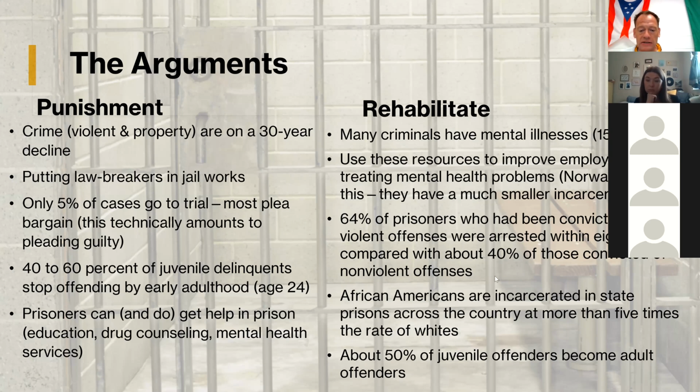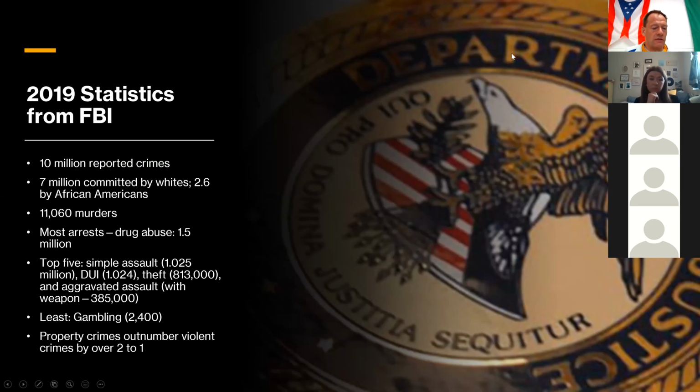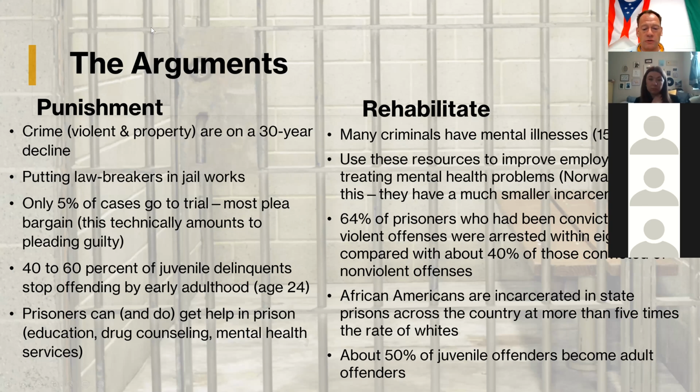African Americans are incarcerated in state prisons across the country at a rate that's 5 times more than the rates of whites. And I want to go back to the fact that out of the 10 million crimes reported to the FBI, or the FBI did surveys on, 7 million were committed by whites, 2.6 million by African Americans. So that's almost 4 times, that's actually 3 times. Whites commit crimes at 3 times the rate of African Americans, yet African Americans are incarcerated 5 times more than whites. Okay, I think you can look at that and say, well, maybe there's some racism in our criminal justice system.